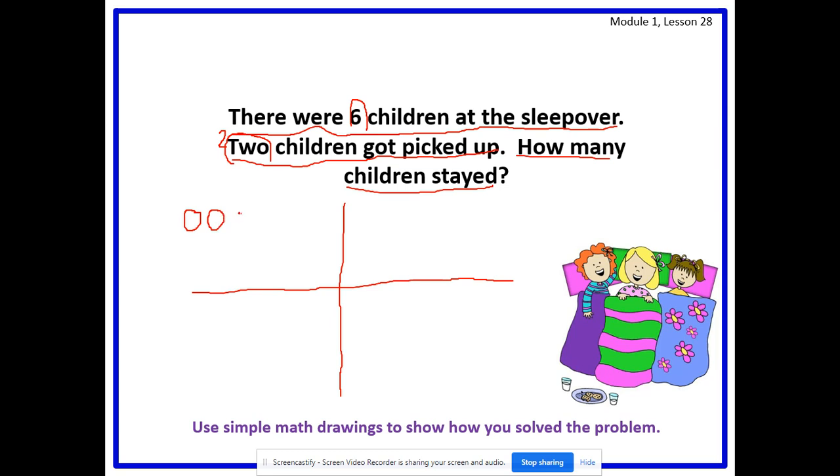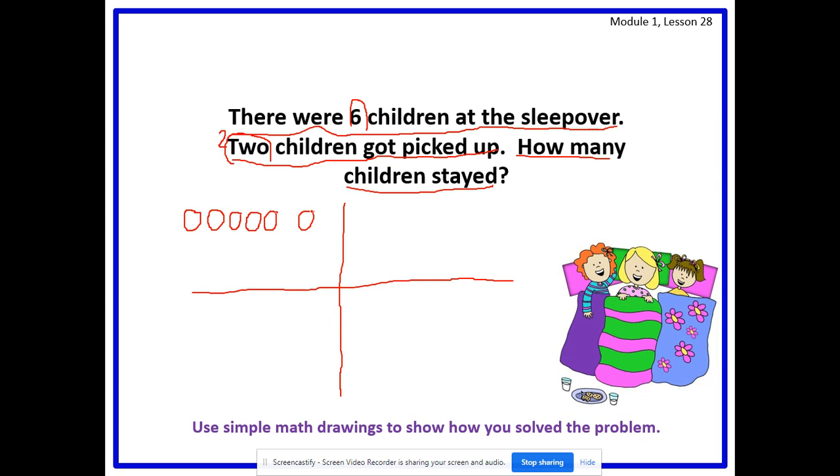So we have 2, 3, I draw, you draw, 4, 5, 6. So our drawing shows how we started with the whole number. And then what happened? Yes, right? 2 children got picked up.